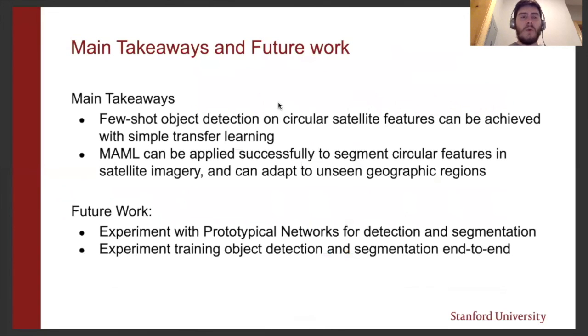Some main takeaways are that few-shot object detection can be achieved on this data set with some simple transfer learning, and we can apply the MAML framework to do few-shot segmentation, and it can even adapt to unseen geographic regions. We also include some future work to experiment with prototypical networks and to train both object detection and segmentation in an end-to-end manner.